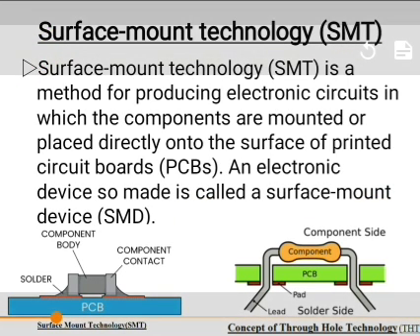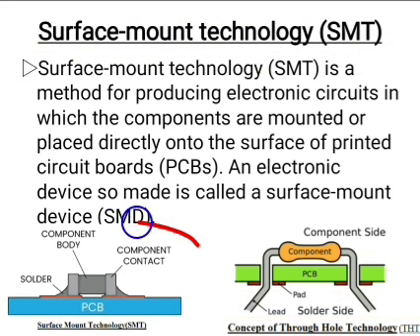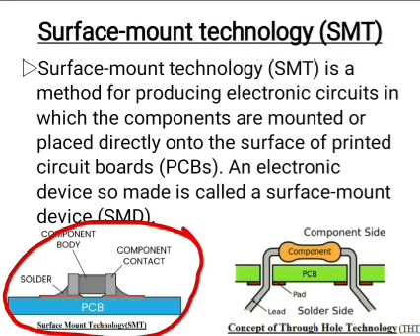So, this figure shows the concept of surface mount technology. For example, a typical passive component is placed or mounted on the PCB and soldered. This is the component body, that means the passive component body. This is placed on the PCB or mounted on the PCB and soldered, as shown in the figure.